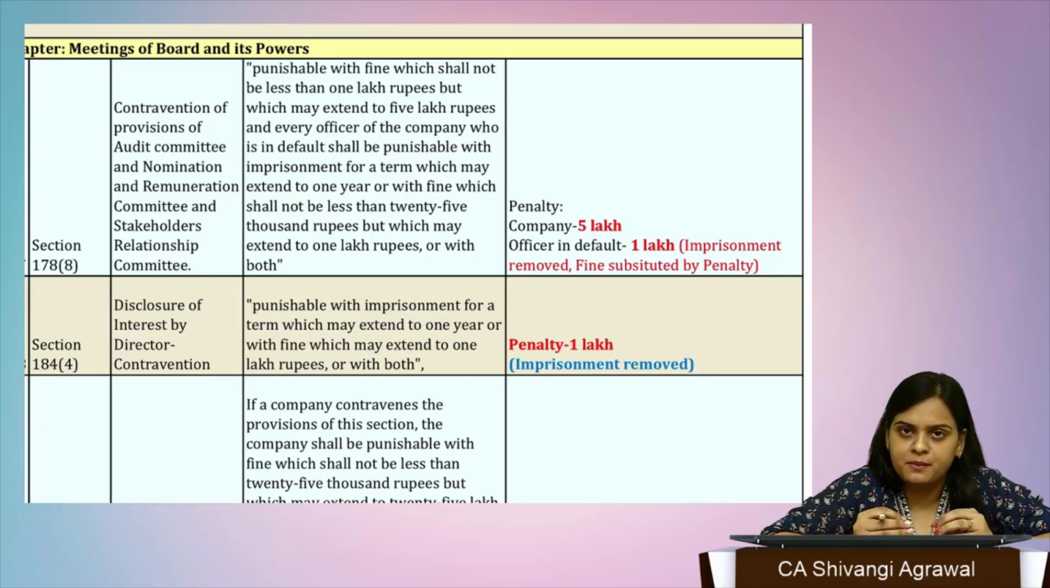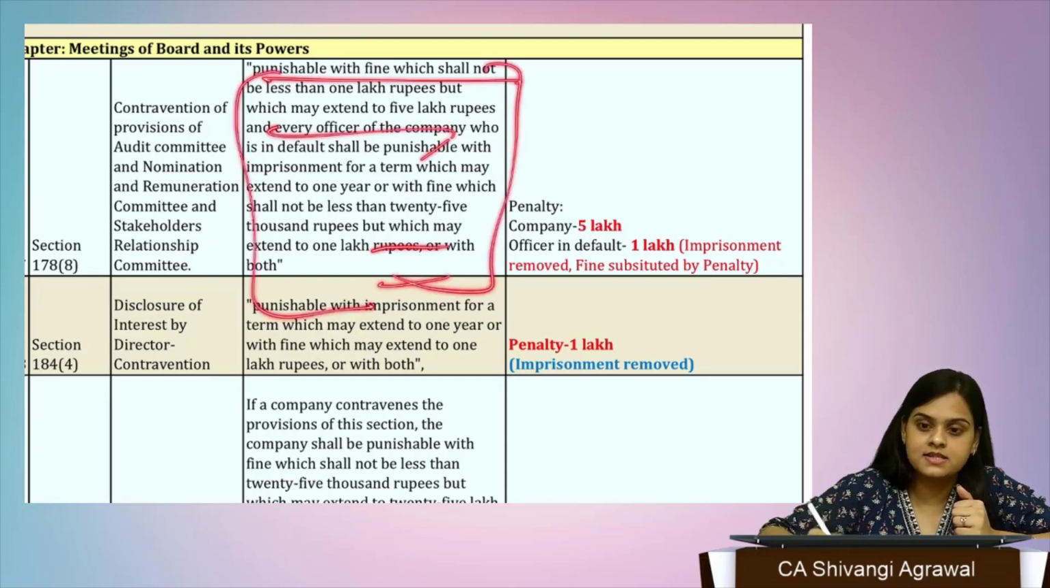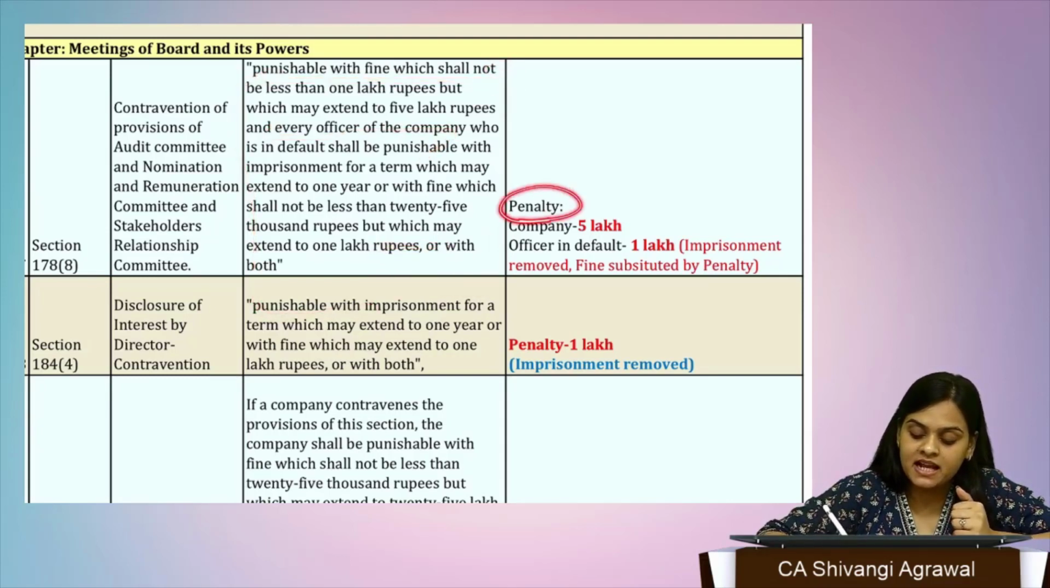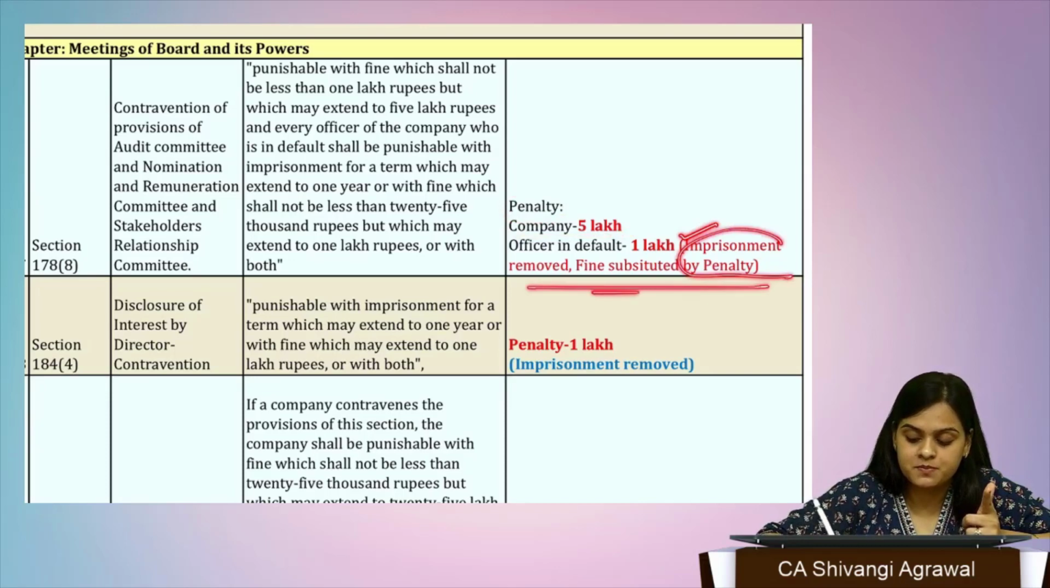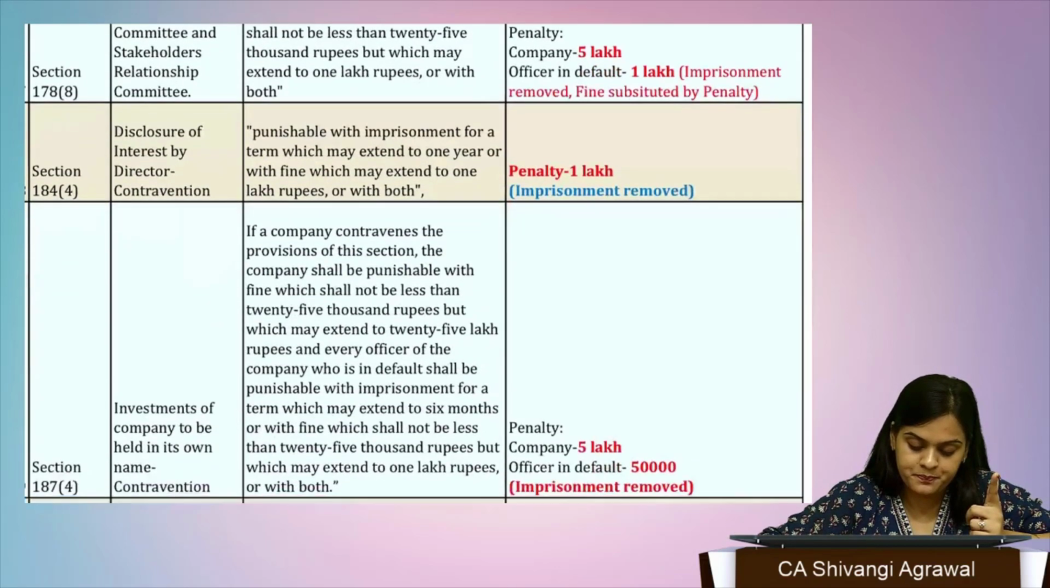There are certain categories of companies in which you need to constitute an audit committee, NRC, and stakeholders relationship committee. If you do not do that, then there was this huge fine and all that. Now this has been replaced with penalty. The penalty comes straight to company 5 lakh, officer in default 1 lakh. The imprisonment has been removed and the fine has been substituted by penalty. Simple one.